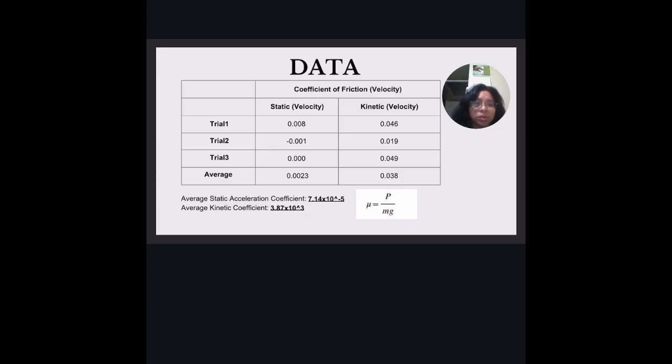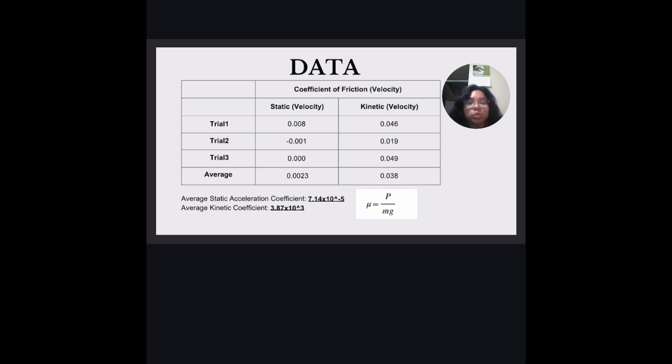So for our trial 1, static was 0.008 and kinetic was 0.046. For trial 2, our static was negative 0.001 and our kinetic was 0.019. And our trial 3 static was 0.000 and our kinetic was 0.049. So our averages were 0.0023 for static and 0.038 for kinetic.